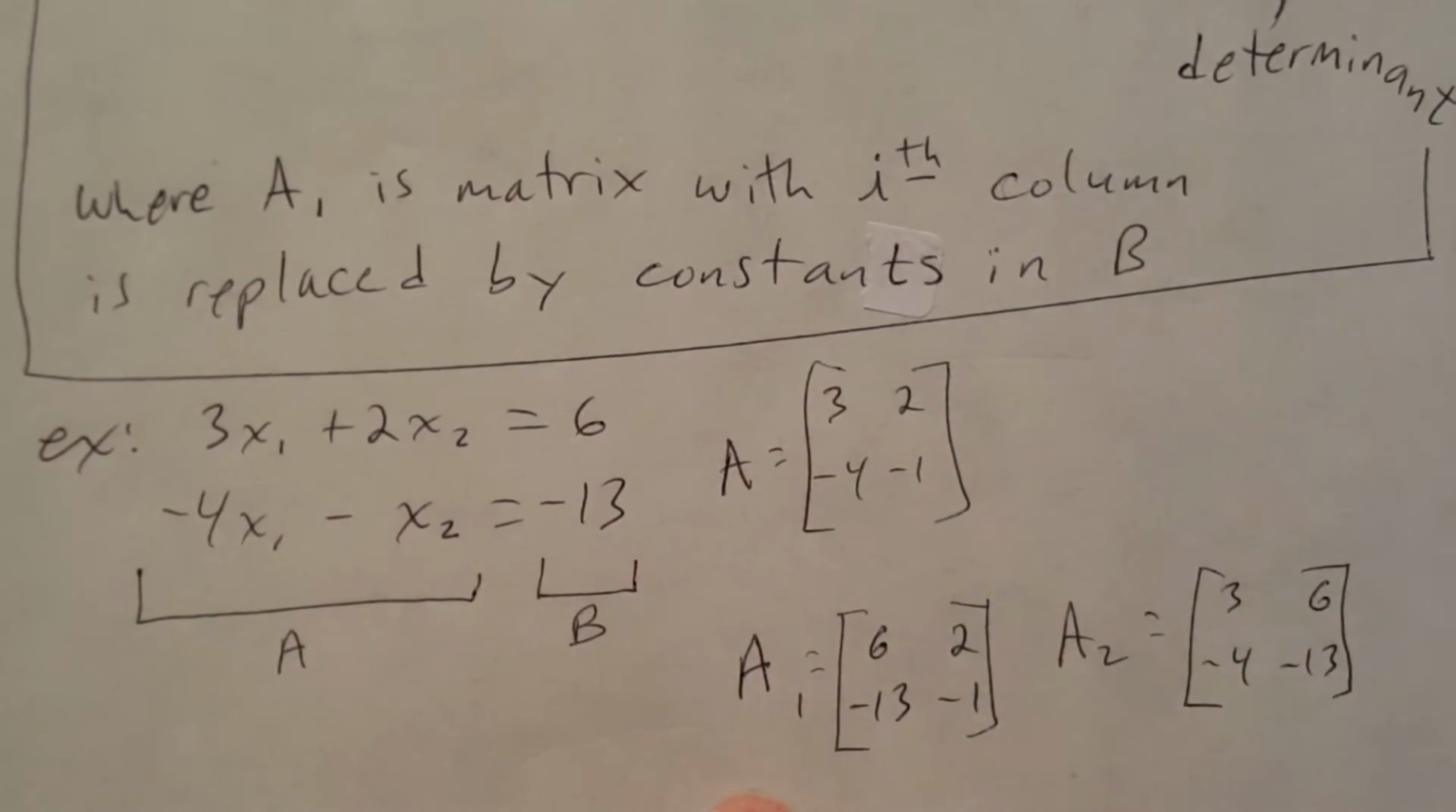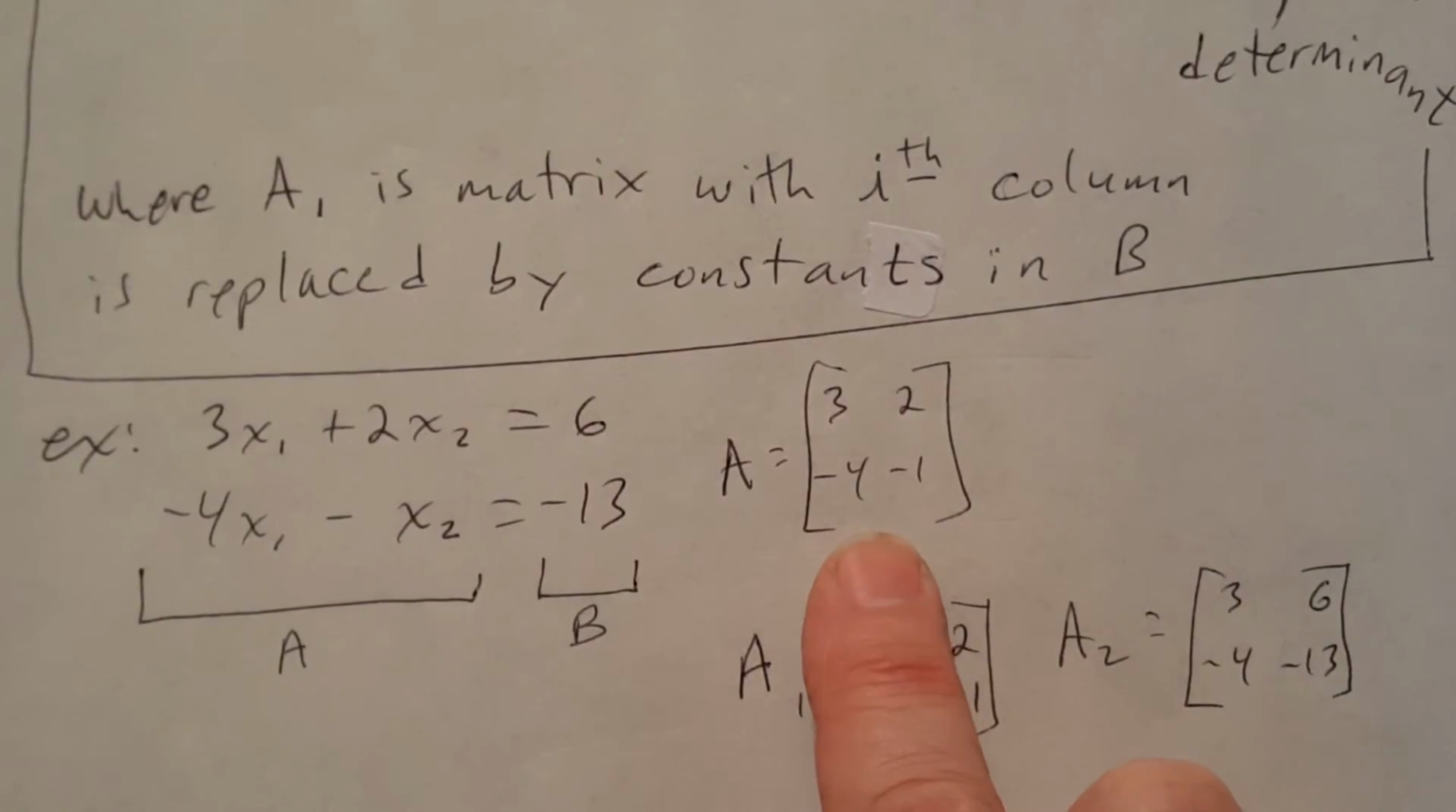So the way to get A1 and A2 is by replacing each column. A1, you replace column 1. A2, you replace column 2. If there was an A3, you would replace column 3, if it was 3 equations. That's it. I have everything I need now: the original A matrix and the new A1 and A2 matrices.